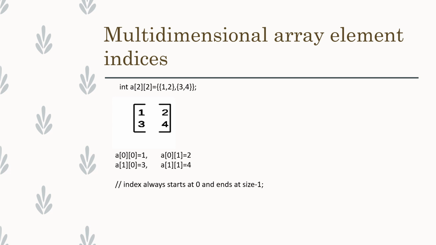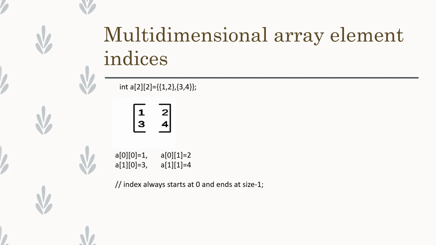So here again the indices will start from 0 to 1. As I am having size 2, my indices will be 0 to size minus 1. So the first element will be in 0th row and 0th column. So a[0][0] will be 1. The second element will be in the same row, only the column is changing. So 2 is stored at a[0][1], that is 0th row but first column.